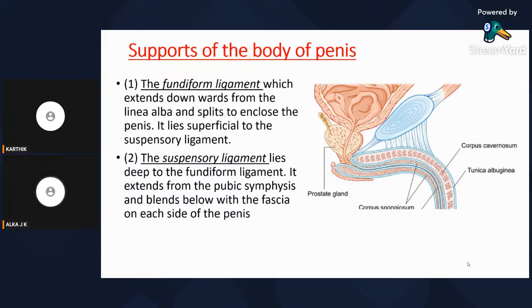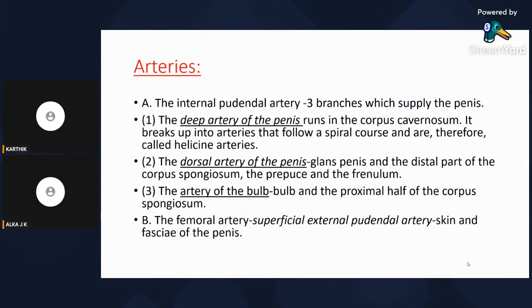Fundiform ligament extends downwards from the linea alba and splits to enclose the penis. It lies superficial to the suspensory ligament. Suspensory ligament lies deep to the fundiform ligament and extends from the pubic symphysis and blends below with the fascia on each side of the pelvis, that means penis.